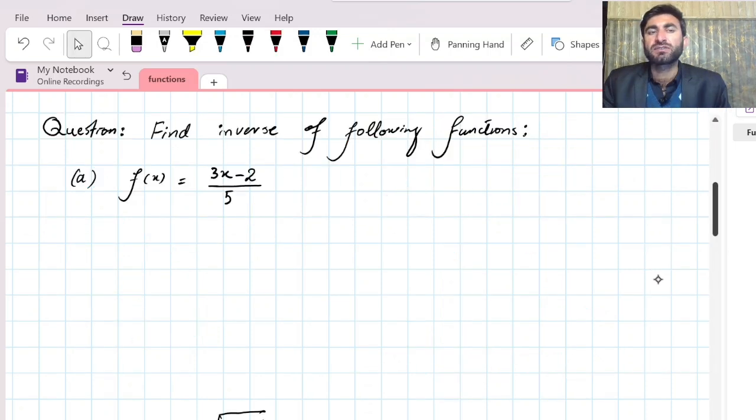Now let's discuss this question where it says find the inverse of the following functions.